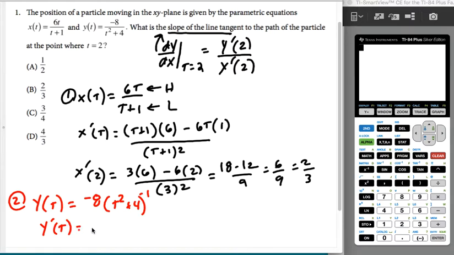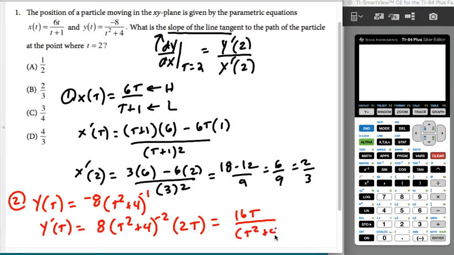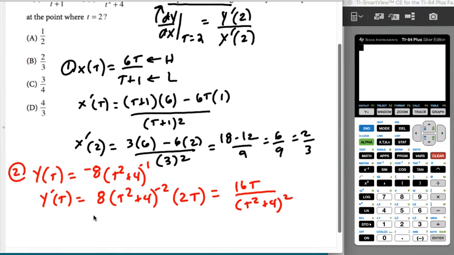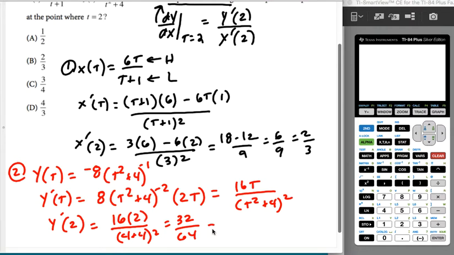So my y prime, I'm going to drop the negative 1 down in front and get an 8, t squared plus 4 to the negative second, and then times the derivative of the t squared plus 4. So that's actually pretty friendly. I'm just going to get a 16t on top of the t squared plus 4 quantity squared, right? And that means that when I find y prime of 2, I'm going to get that that's 16 times 2 over what seems to be 4 plus 4 quantity squared. So I think I get 32 over 64, which is a half.